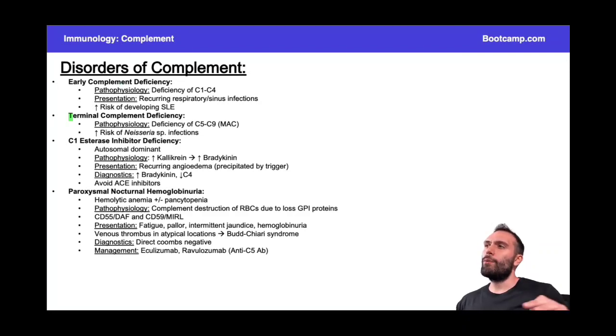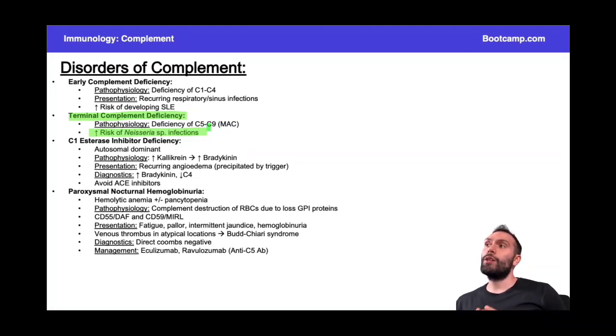What I would focus on that's much more high yield is the terminal complement deficiency. And the biggest thing that you have to take away from this is that these patients are at increased risk of Neisseria infections. And there's some repercussions of this where this can turn into kind of a more complicated question stem that I'll talk about in a second.